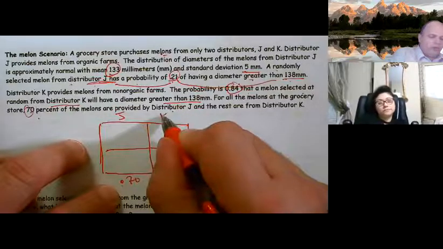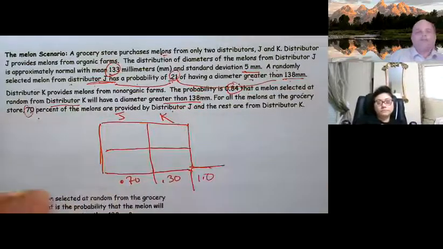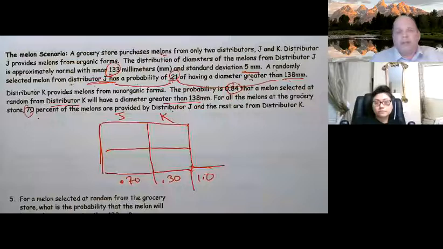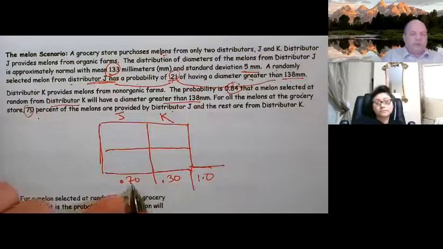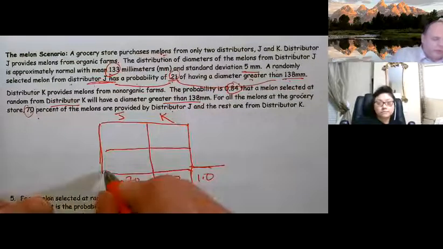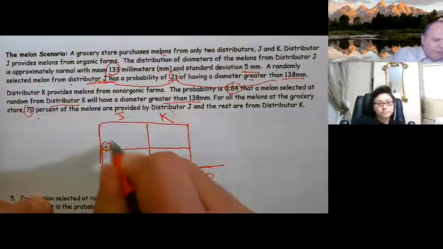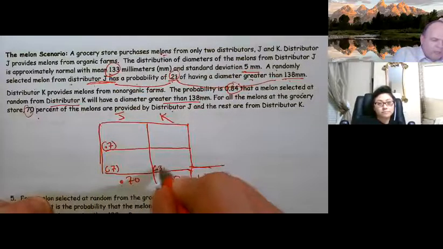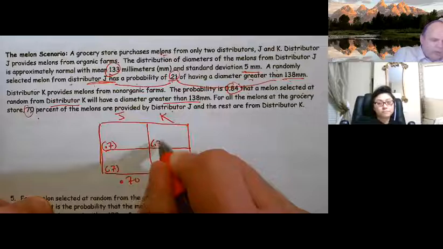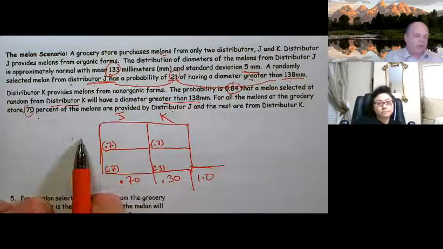This is associated with distributor K. I don't even know where I'm going yet, but because I know this number goes here and this number goes there, I'm going to write them very small right here, and I'm just going to bring them up. Once again, not even sure where I'm going. All right?